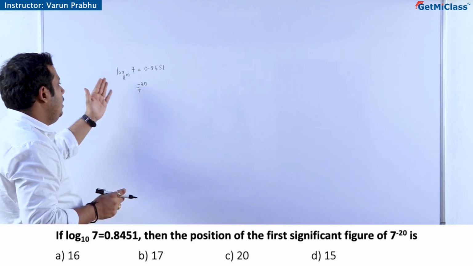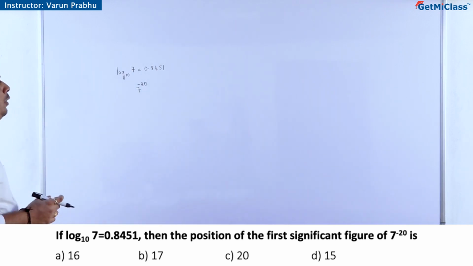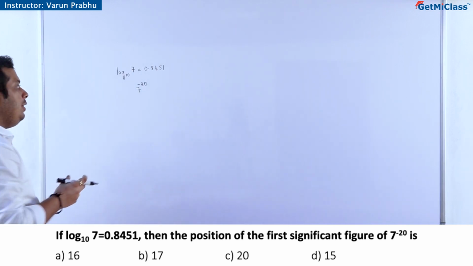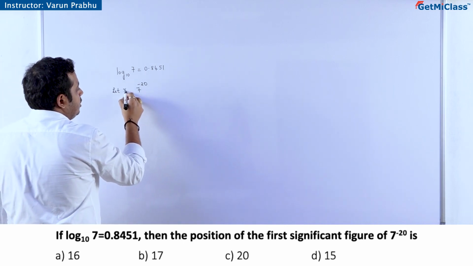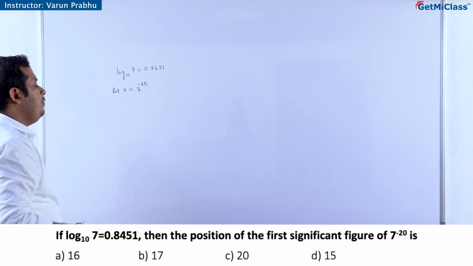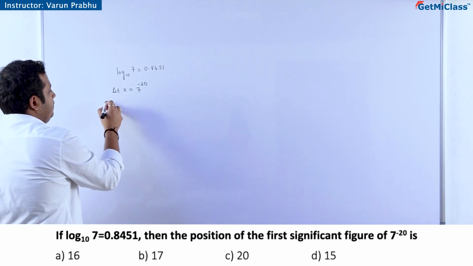The question is asking: if log 7 to the base 10 is 0.8451, then what is the position of the first significant digit of 7 to the power minus 20? Let the value of 7 to the power minus 20 be x.